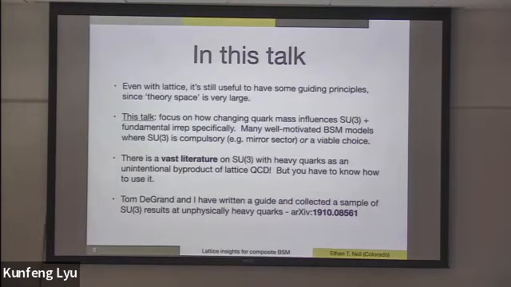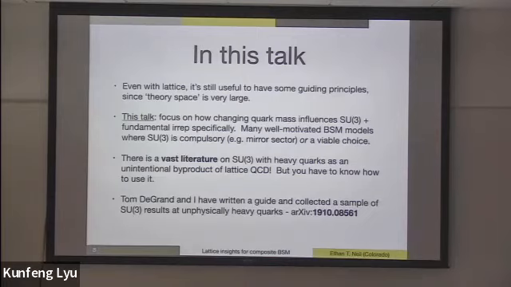Okay. So I'm going to give a couple different examples. Again, the theory space is kind of large. My starting point is going to be specifically SU(3) fundamental representation. So just QCD basically, and then looking at how things change as I vary the quark mass. There are many well-motivated BSM models where this is either required, if you're doing a mirror sector, SU(3) QCD is the only choice, or at least a viable choice.